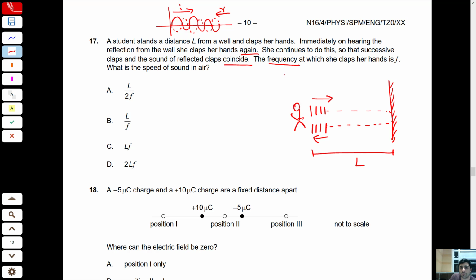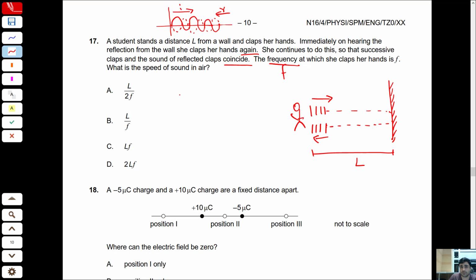The frequency at which she claps her hand is f. What is the speed of sound in air? The speed of sound in air is a constant. It must be constant because as long as the sound is in the same medium, here air, the speed will not change. The speed of sound depends on various parameters, and the density of the medium is one of them. So as long as the wave doesn't enter water or a solid, its speed should stay constant.